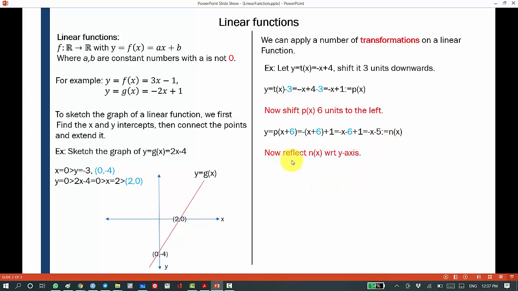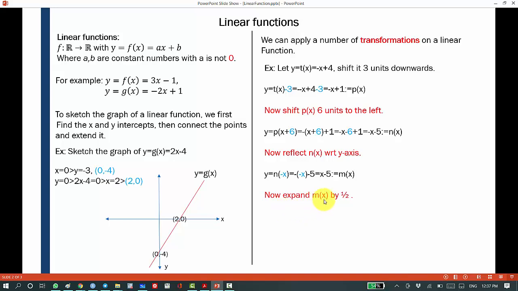Now we reflect n of x with respect to the y-axis. To do that, we replace x with minus x, that is y is equal to n of minus x. That is, x is replaced with minus x, minus minus x. Minus 5 remains the same. Minus minus is plus x minus 5. And let's name this new function as m of x.